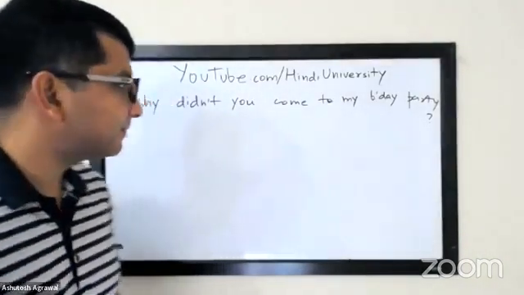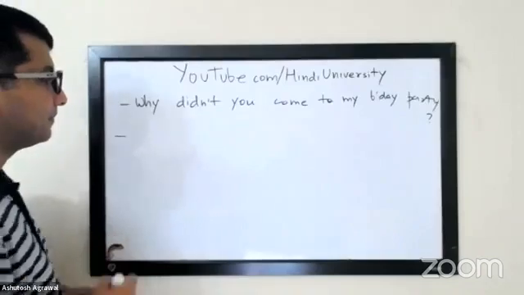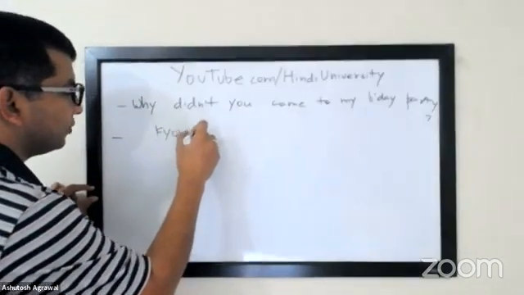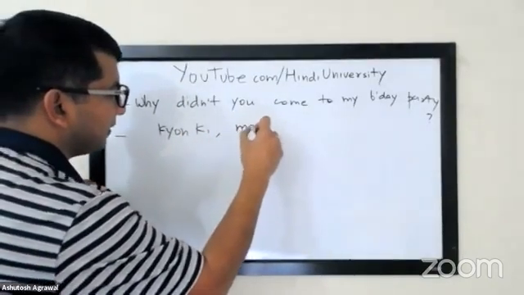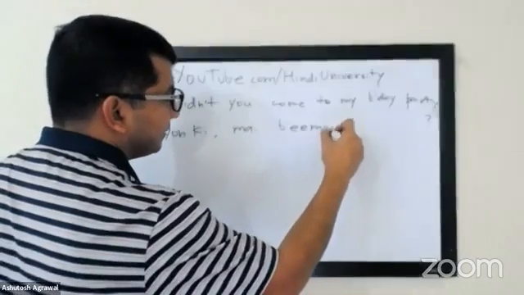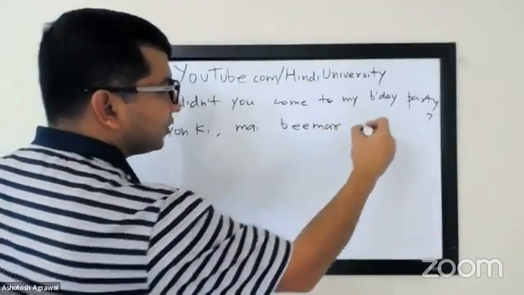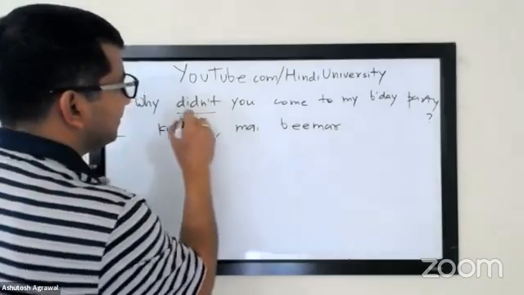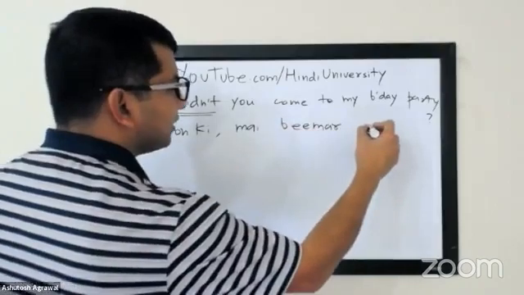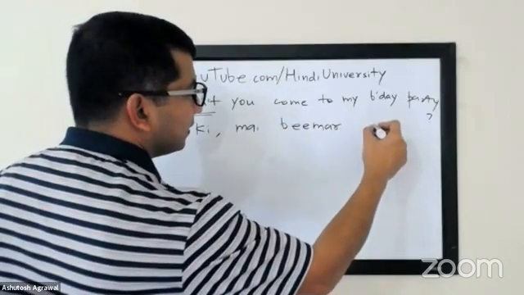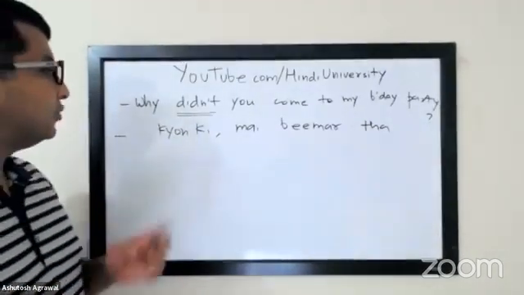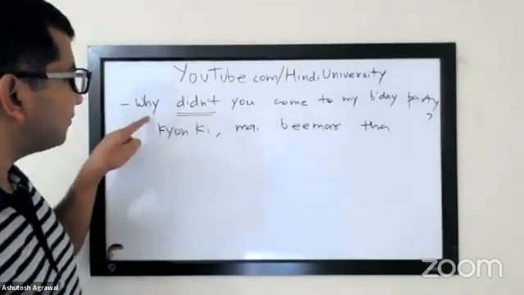Kyonki mujhe bukhar hai. क्योंकि मुझे, क्योंकि मैं बीमार... Okay, क्योंकि मैं... no, it's good. क्योंकि, past tense would be क्योंकि मैं बीमार था. Very good. क्योंकि मैं बीमार था. Okay, you can say the full sentence, you want to try it out.